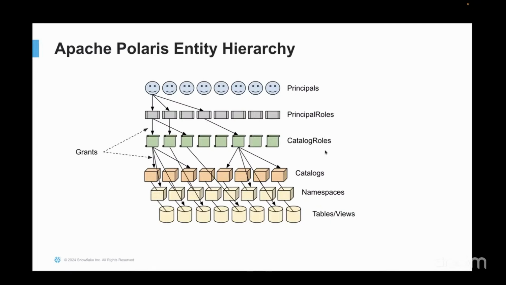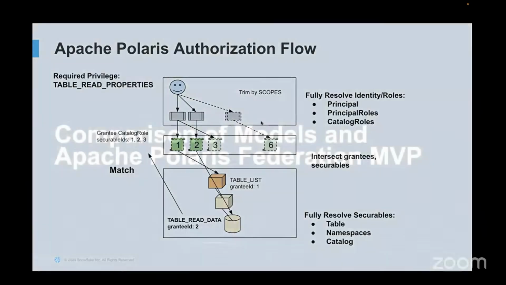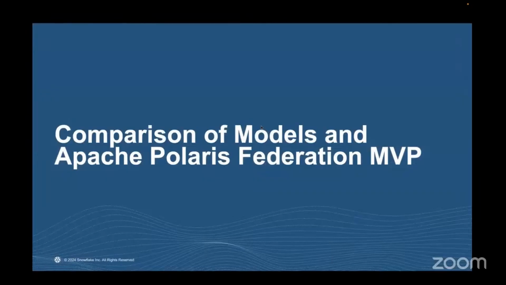So we have grants, we have these things, and the way that those four steps that I talked about happen is depicted here. There's an algorithm within Polaris where it'll fully resolve those identities and roles. It'll fully resolve the securables, and then it performs a big crunch to determine the authorization decision. And this is where it can get a little complicated with fine-grained privileges, but in the end, that's all it is. So let's see how that might apply to the model.